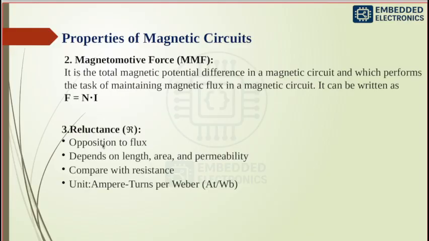And next is the reluctance. It is also like resistance. Reluctance is opposition to flux. Resistance is the opposition to the flow of electric current. Reluctance depends on length, area and permeability. The unit of reluctance is ampere turns per Weber. It might be asked in an interview, so remember the unit of reluctance.